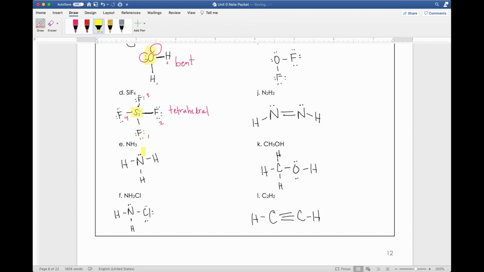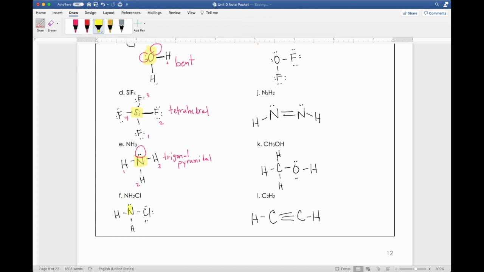E, again, we're always looking at that central atom right here. So that central atom is nitrogen. This nitrogen is bonded to 1, 2, 3 other atoms. And that nitrogen has 1 lone pair. And if you look at your chart, the shape of this molecule would have to be trigonal pyramidal, because it has that lone pair.